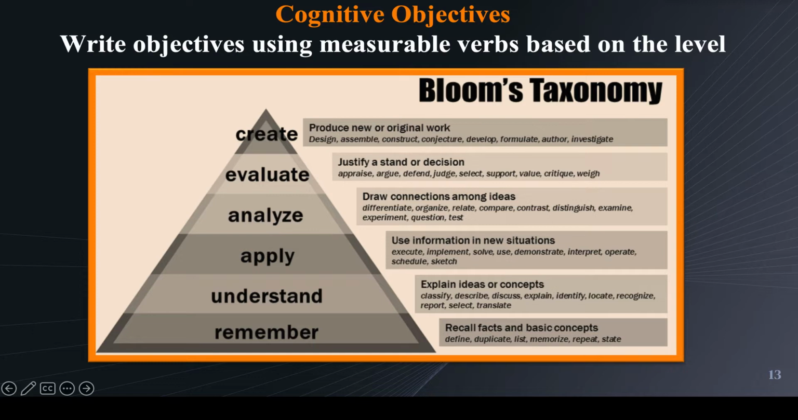And to be able to create something, they have to understand the lower levels. They have to be able to remember what was taught. They need to understand it. They need to have applied it to new situations and draw connections between those situations and others. And then they kind of need to know how to evaluate it, to produce something new. So they build upon one another in the cognitive area.